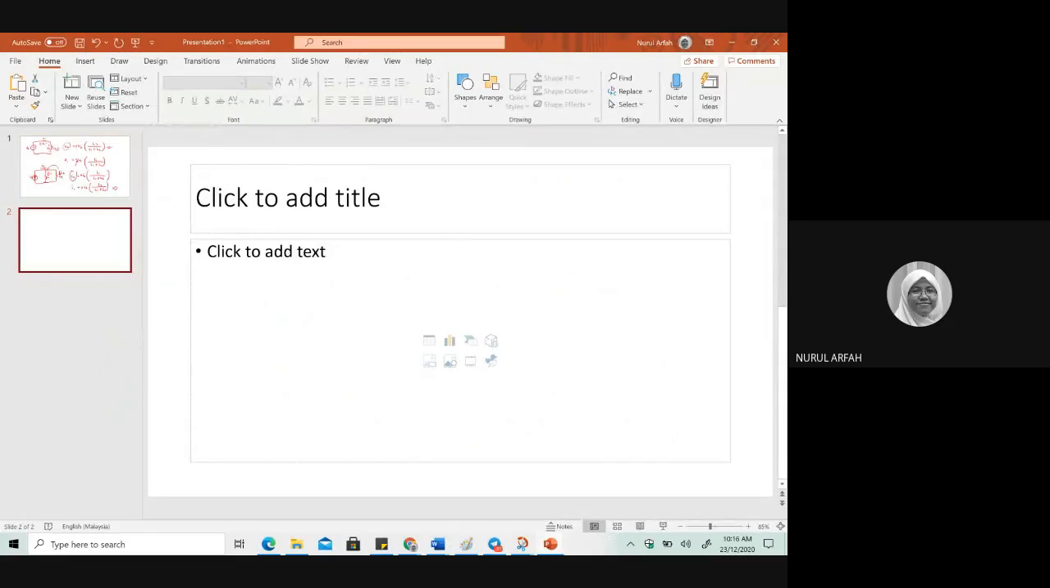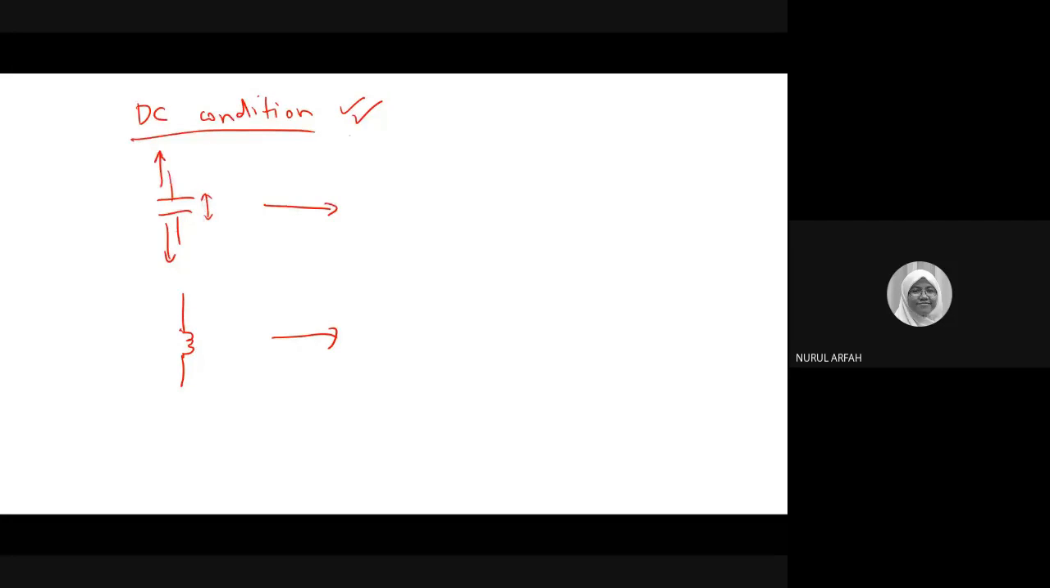Let me have a new slide. This is under DC condition. Under DC condition, the capacitor is like what? And then inductor is like what? The way you're going to remember this, if you forget, is under DC condition: if you pull out the capacitor in opposite direction like this, there's a big gap. When you pull apart from each other, you're going to have a very big gap like this, right? So this is like an open circuit.